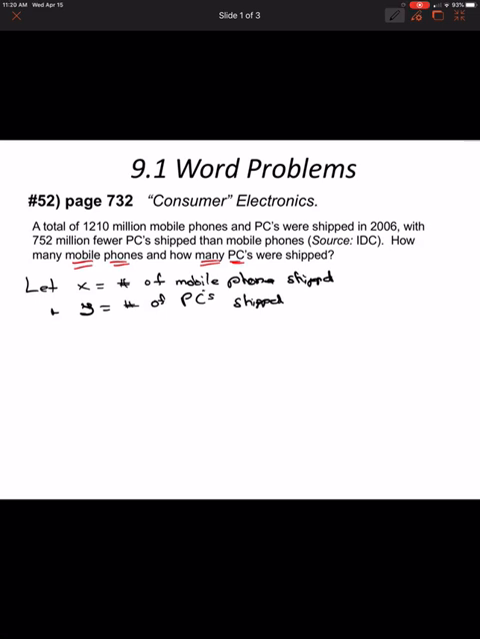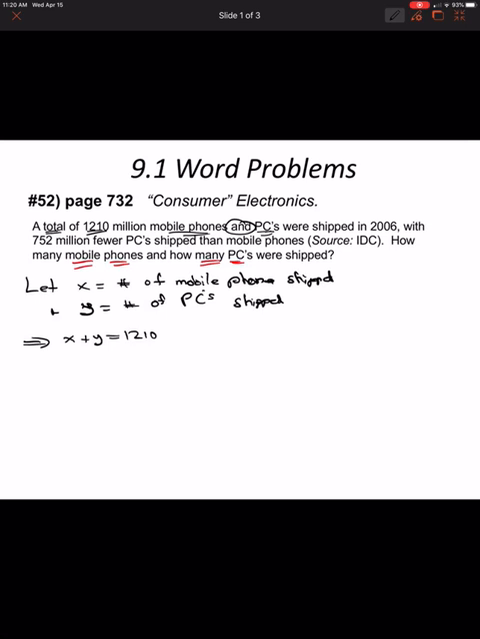Well, we'll go back to the beginning of this first sentence. A total of 1210 million mobile phones and PCs were shipped. So there's one equation. If we've shipped out X million mobile phones and Y million PCs, we know that X plus Y will equal 1210. So there's my total equation.